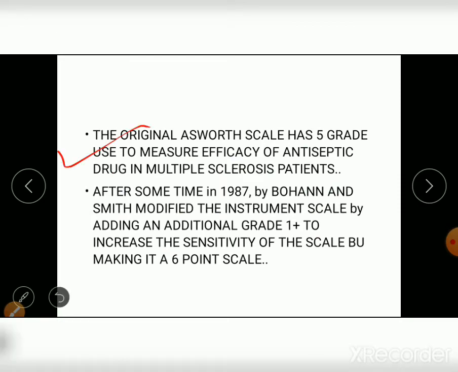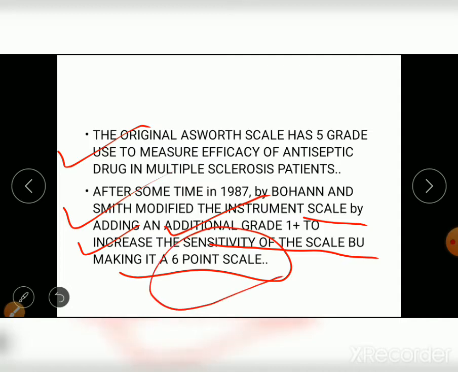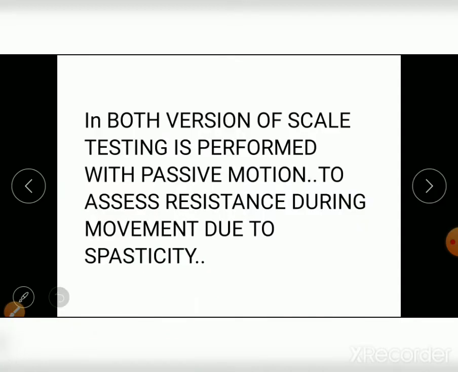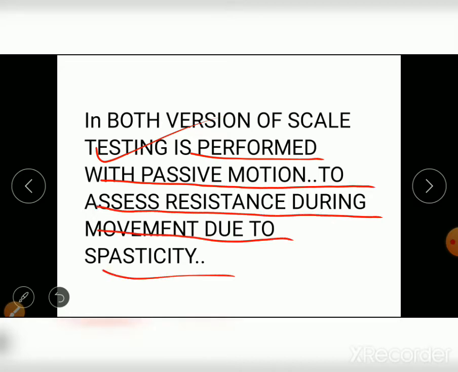The original Ashworth scale has only 5 grades, and it was used to measure the efficacy of antispastic drugs in multiple sclerosis patients. After some time, in 1987, Bohannon and Smith modified the scale by adding an additional grade, 1 plus, to increase the sensitivity of the scale, making it a 6-point scale. In both versions, the scale testing is performed with passive motion to assess resistance during movement due to spasticity.